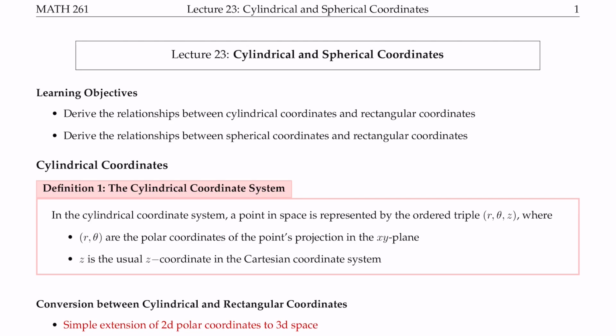Hello everyone, this is lecture 23, Cylindrical and Spherical Coordinates. At this point, you may see a pattern that is developing with respect to integrations. In Calculus 1, we introduce integrals of single variable functions. And then in multivariable calculus, specifically in the last 3 lectures, we move up 1 dimension to double integrals of 2 variable functions. And in this section, we take another step and investigate triple integrals of 3 variable functions.